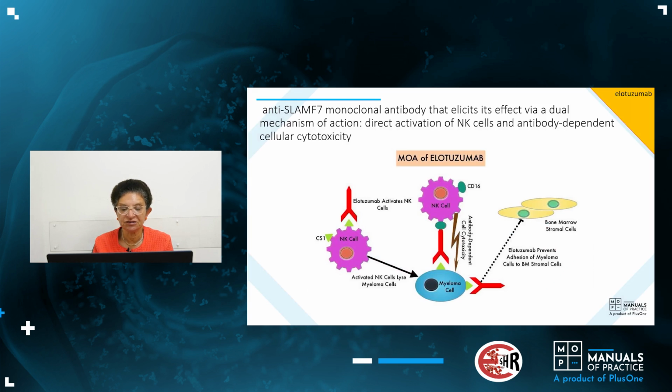With monoclonal antibodies, they are targeting the myeloma cell antigens, and they are trying to kill the myeloma cells in different ways. For example, elotuzumab is an anti-SLAM F7 monoclonal antibody, and it elicits its effect via a dual mechanism of action, by direct activation of natural killer cells and by antibody-dependent cellular cytotoxicity.